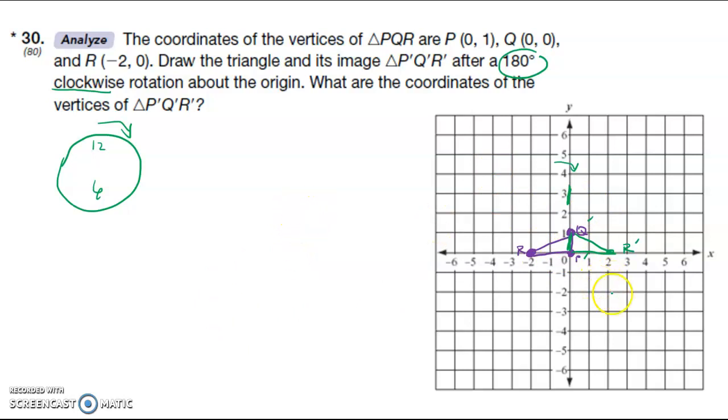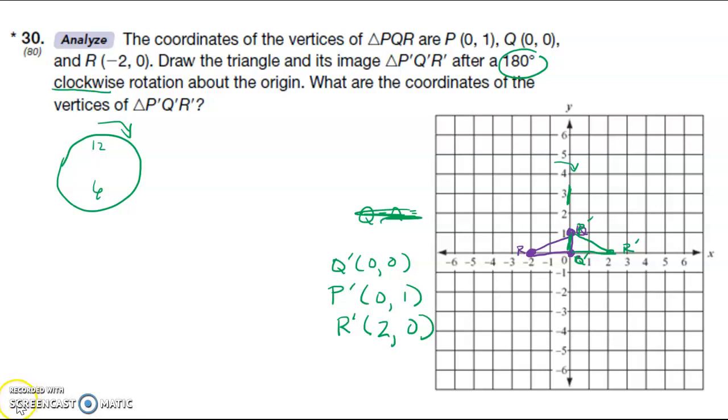So let's see. Q prime is the same as Q, which is, this is Q, this is P. Sorry. Let's see. Q is 0, 0. Q prime is 0, 0. P prime is still this. And then R prime is the one that's going to change. So that's going to be 2, 0. And I think that's all. If you have any questions, please let me know.